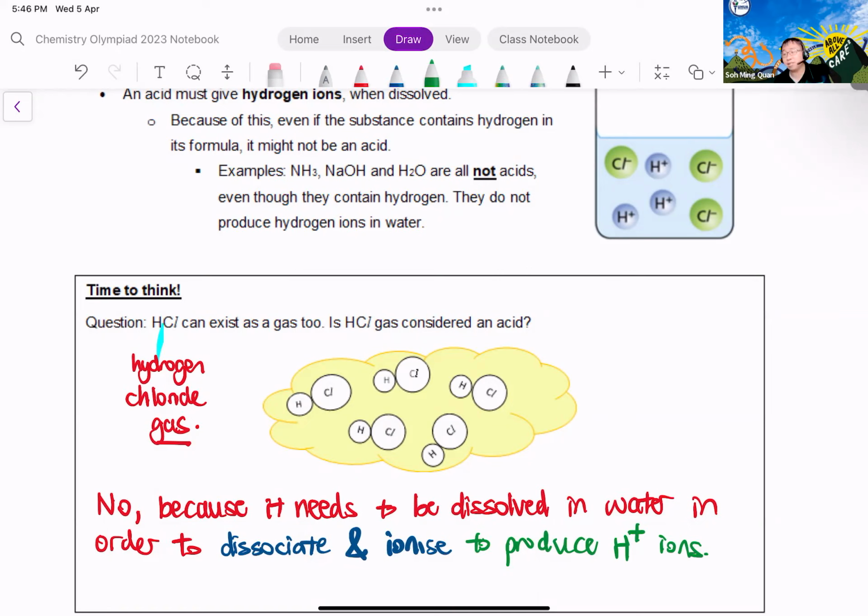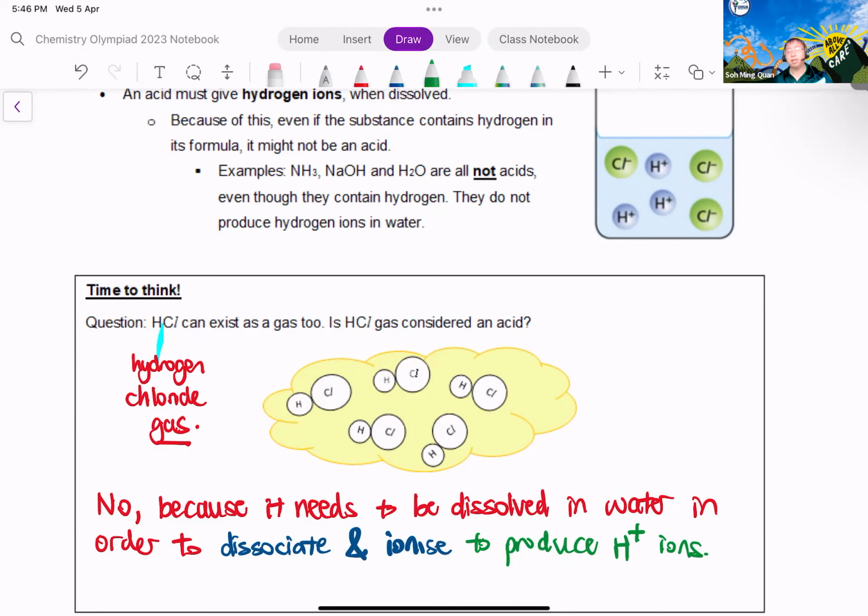You realize this. Now, not only a gas, if it's a solid, it won't behave like an acid as well. If it's a liquid, it still doesn't behave like an acid because liquid means it's pure. It's not dissolved in water. The only state where it behaves like an acid is when it's dissolved in water, aqueous.